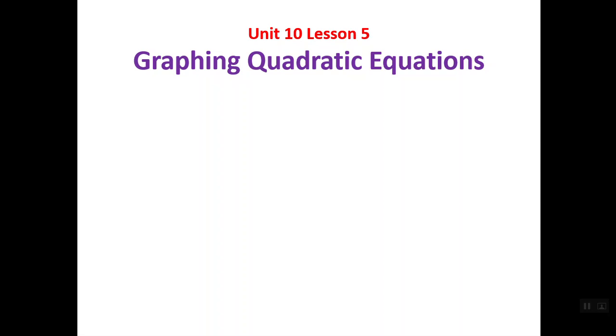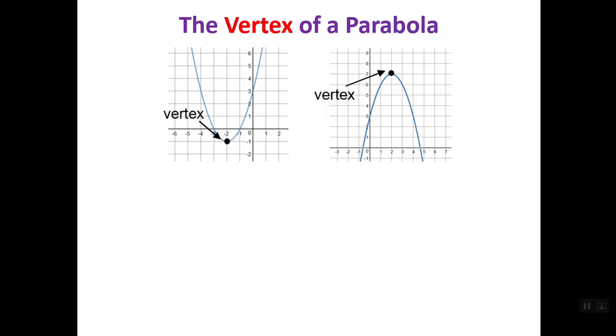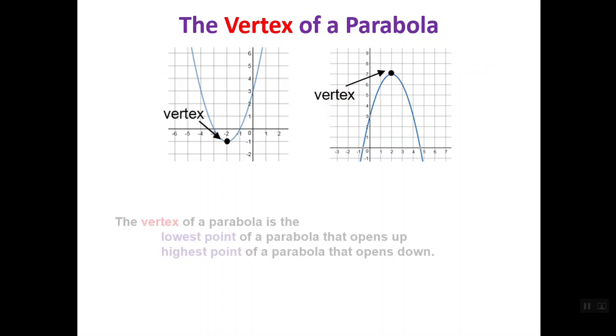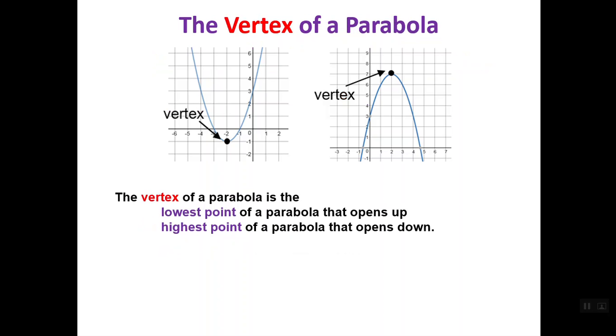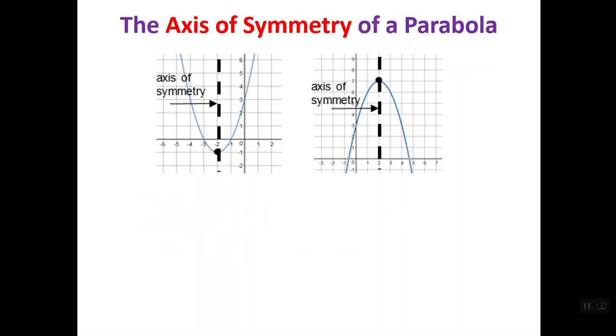This is a lesson on graphing quadratic equations. One of the most important points in a parabola is called the vertex. It's the very lowest point of the parabola when the parabola is facing up, when it's opening up, and it's the very highest point of the parabola when the parabola is opening down.